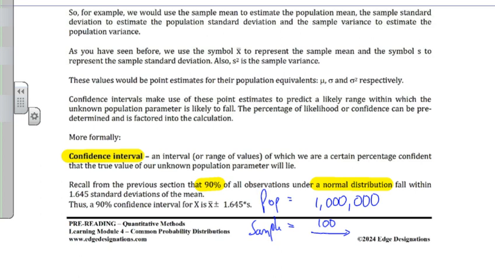I go to the table, and the table says to me, oh, you're working with a sample, and oh, you want to be 90% confident. Let me give you a factor for that. Your factor is 1.645. Okay. Is everyone comfortable with that?